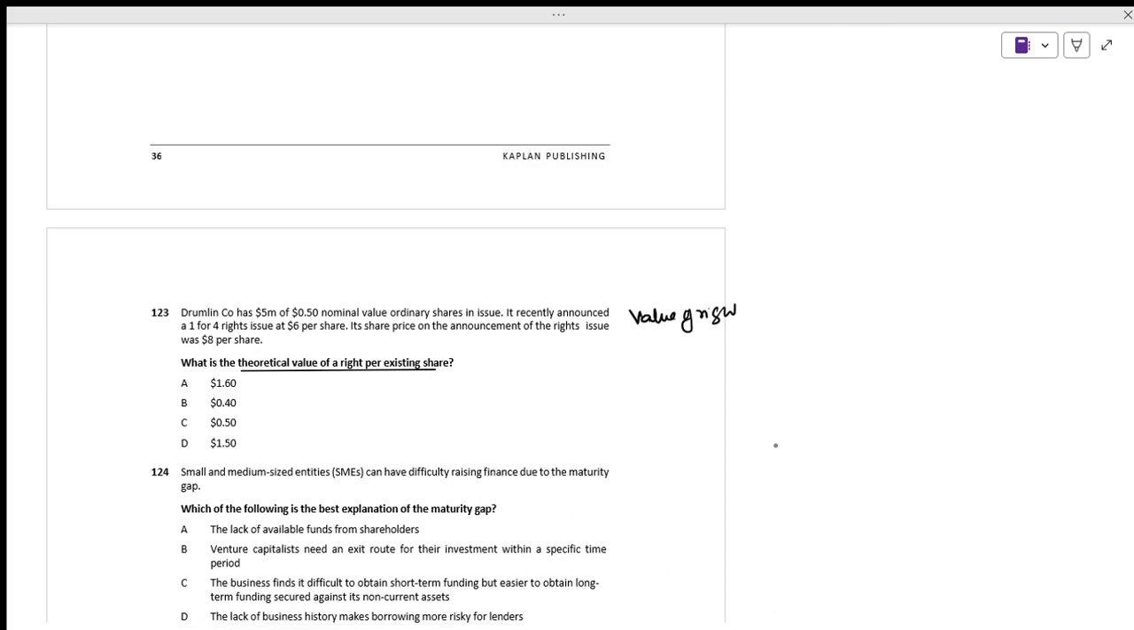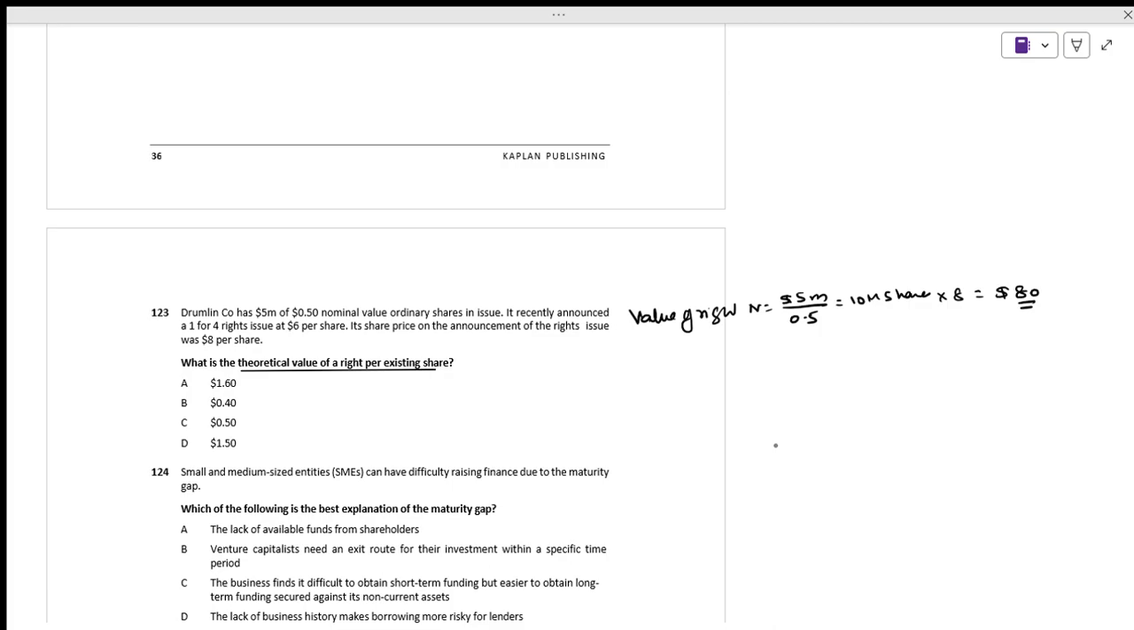How many shares are there before it has been issued? 5 million shares. Okay. Number of shares, N equal to how much? 5 million divided by 0.5, 10 million shares. Okay. What is the value of 10 million shares at 8? It comes to 80.